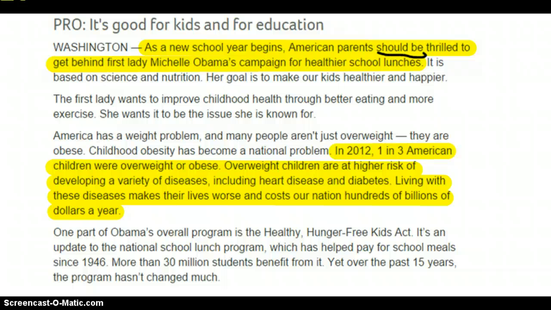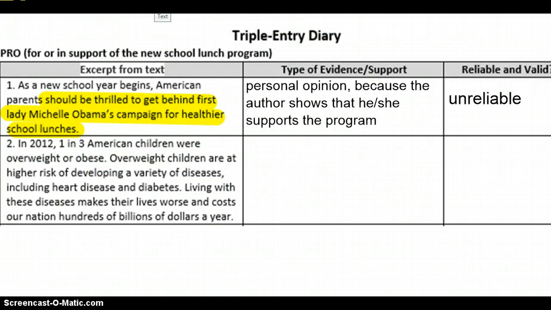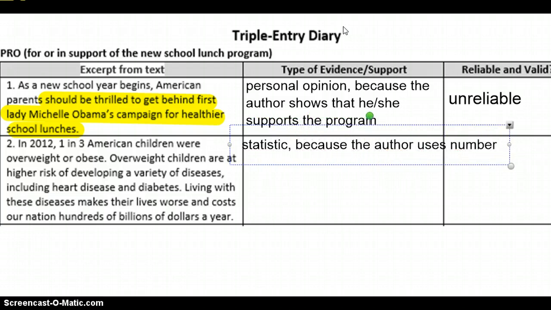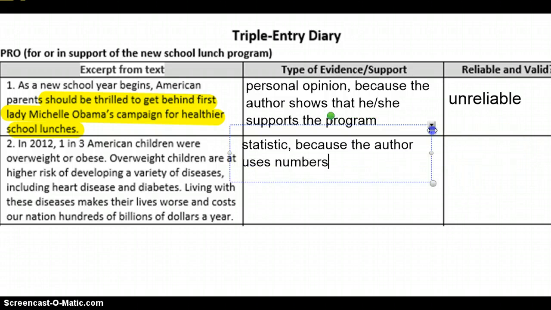This sounds like a much better piece of evidence to me because I see numbers. I see numbers like 1 in 3, and I also see a number down here that says obesity costs our nation hundreds of billions of dollars a year. Numbers reminded me of a type of evidence that we learned about. That type of evidence is called a statistic. So if I'm going to label which type of evidence this is, I want to write that this is a statistic because the author uses numbers to show research.